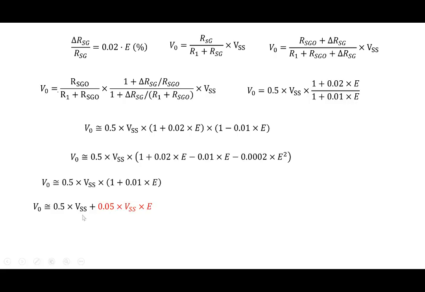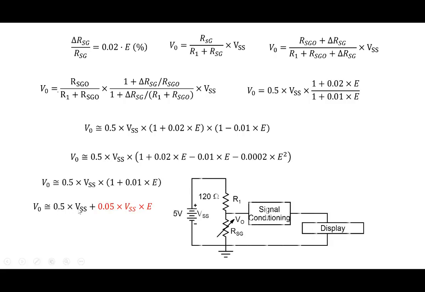So what we see is that the output voltage consists of two terms. A term which depends directly on the strain. This is the term that we are interested in. And there is an extra term here, which is an unwanted term here. So this is the expression for V0.